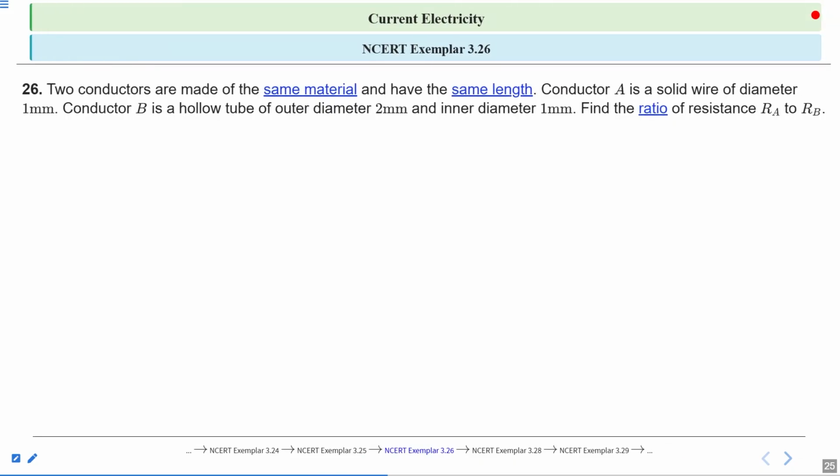So next question, two conductors are made of the same material and same length. Conductor A is a solid wire of diameter 1 millimeter. Conductor B is a hollow tube of outer diameter 2 millimeter and inner diameter 1 millimeter. Find the ratio of the resistance RA to RB. So I will give you some time to think about it.